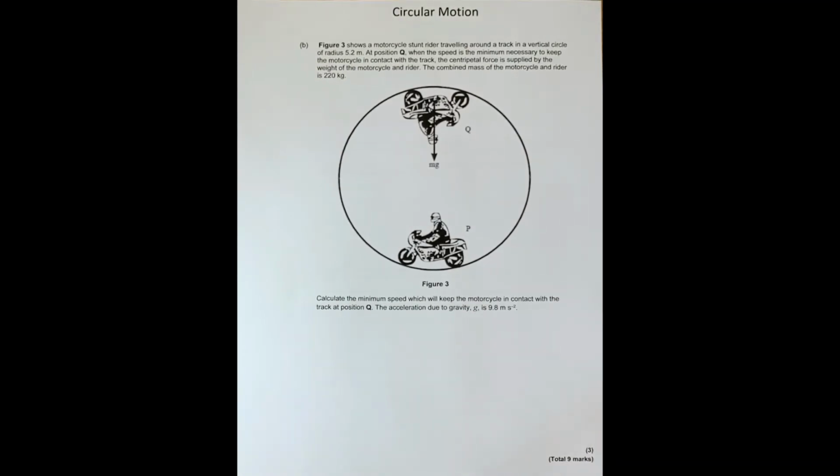Part B. Figure 3 shows a motorcycle stunt rider travelling around a track in a vertical circle of radius 5.2 metres. A possible cue when the speed is the minimum necessary to keep the motorcycle in contact with the track: the centripetal force is supplied by the weight of the motorcycle and rider. The combined mass of the motorcycle and rider is 220 kilograms. Calculate the minimum speed which will keep the motorcycle in contact with the track at Q. The acceleration due to gravity is 9.8.